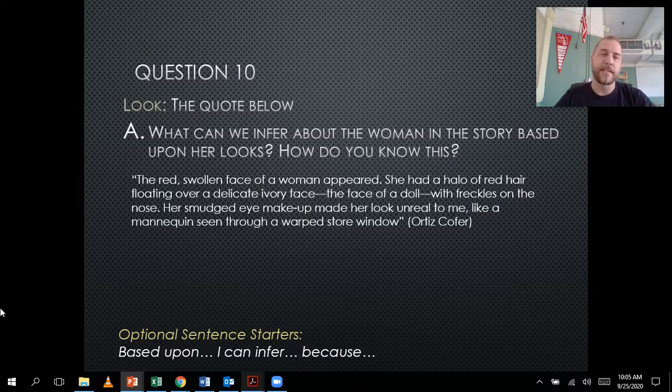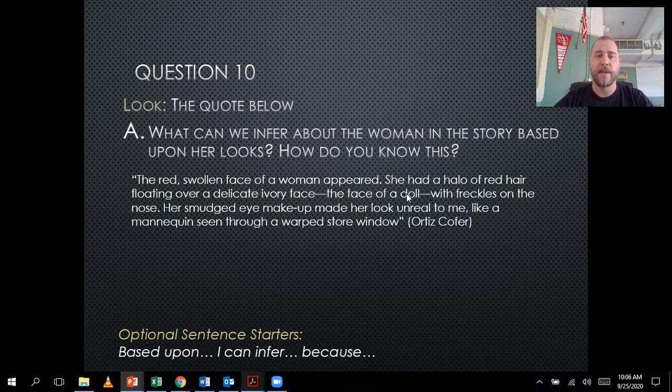And so, if we look at some of the details here, we have a red, swollen face. A red, swollen face tends to happen when people are crying. So this woman's crying, so she's maybe sensitive. She had a halo of red hair. Anytime somebody mentions a halo, you instantly think angel. So you'd think there's something innocent or holy about this person, right? Floating over a delicate ivory face, the face of a doll, right? And so she's being compared to a delicate ivory face of a doll. So we learn that somehow this woman seems fragile, right? She seems delicate in a way, with freckles on her nose.